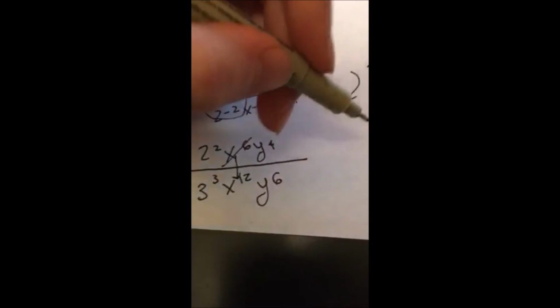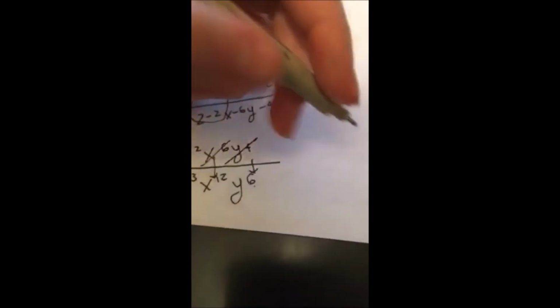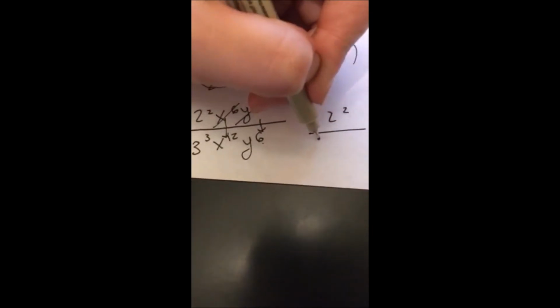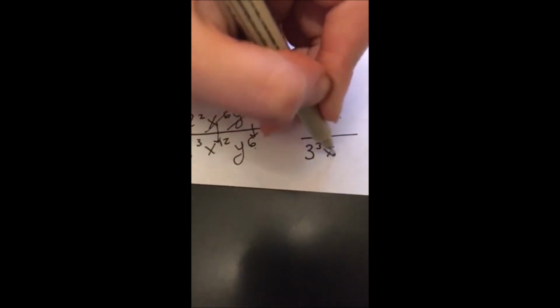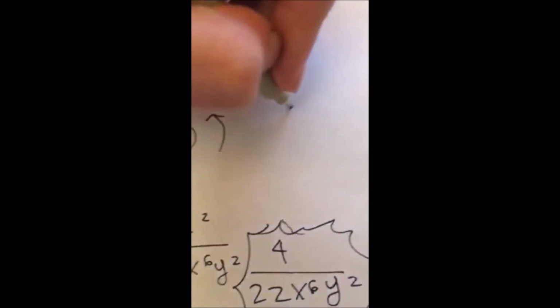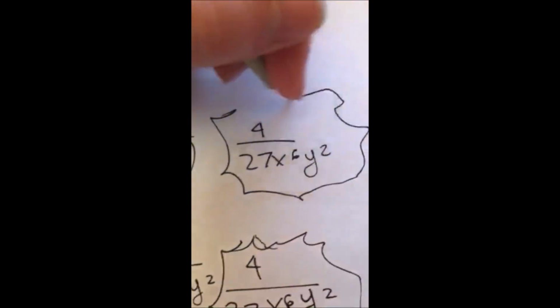So this is when the last rule comes in, the quotient rule. So now you'll subtract the smaller bases from the bigger bases. And if you multiply out the whole numbers, you should be left with 4 in the numerator over 27 x to the 6th and y to the 2nd.